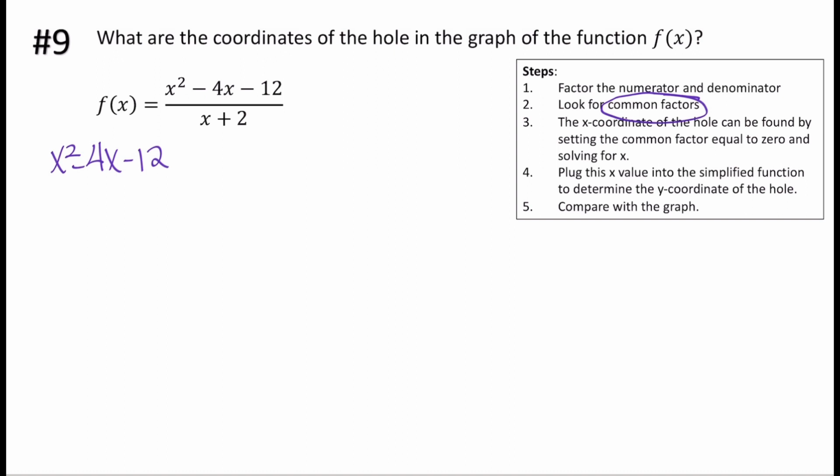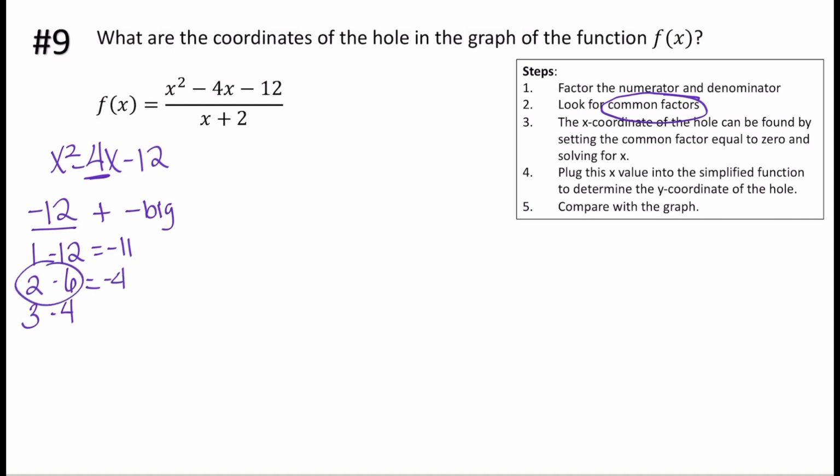So if we factor it, we have negative 12, and we need two factors of negative 12 that are going to add up to negative 4. Well, 12 is negative, so we have a positive and a negative factor. So the factors of 12 are 1 and 12, and since 4 is negative, I'm going to make the bigger factor negative. So we have 1 and 12, we have 2 and 6, and we have 3 and 4. If we add these together, 1 and negative 12 gives us negative 11, 2 and negative 6 gives us negative 4, so that's the correct combination.